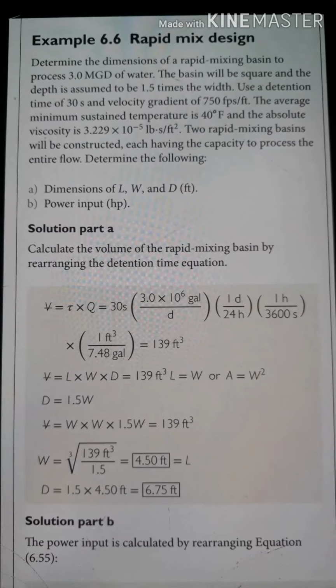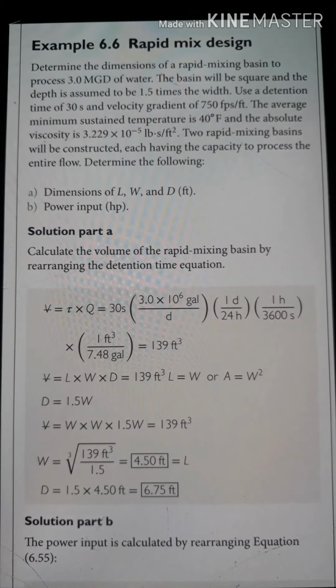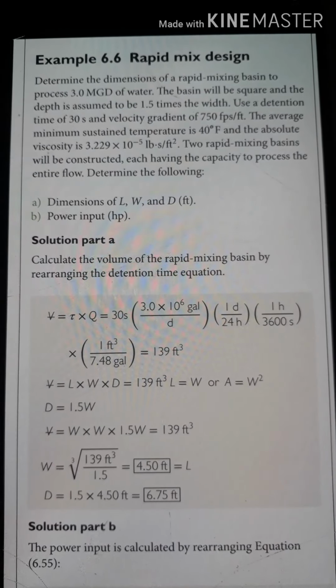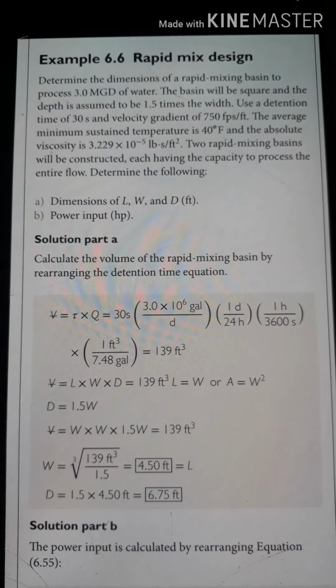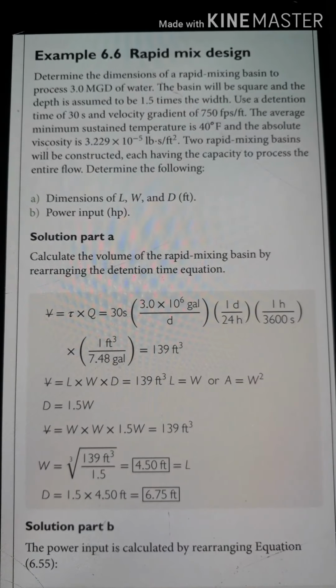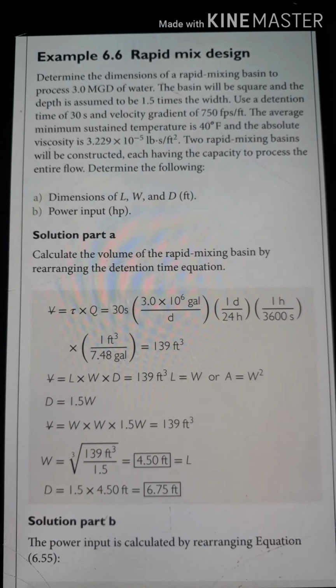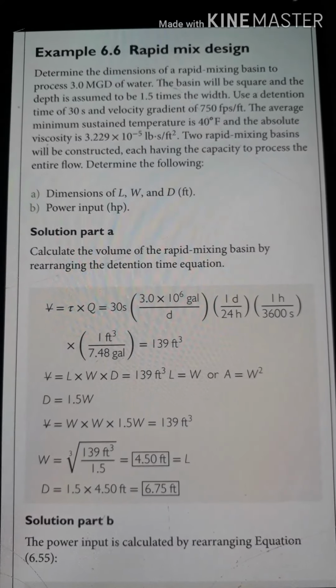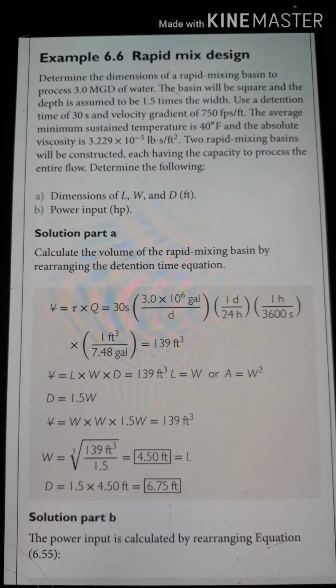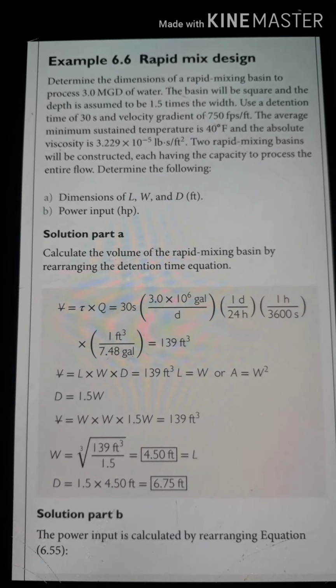We have here the rapid mix design. Determine the dimension of the rapid mixing basin to process 3.0 mgd of water. The basin will be squared and the depth is assumed to be 1.5 times the width. Use a detention time of 30 seconds and a velocity gradient of 750 fps per foot. The average minimum sustained temperature is 40 degrees Fahrenheit.